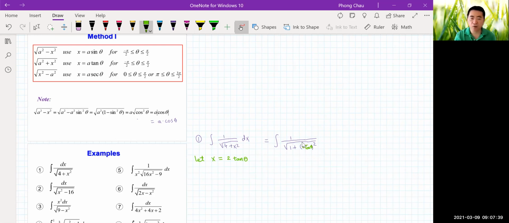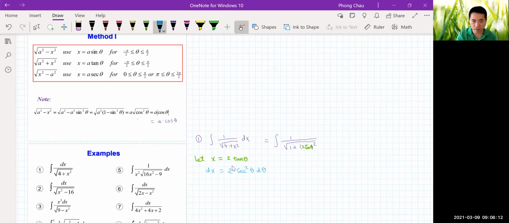Now, the most common mistake is you either forget your dx or you don't change the variable here. This is dx, the derivative of x. So what you have to do here is, after you let x be something, you always need to take the derivative of that substitution. So what's dx? dx is 2 times the derivative of tangent, which is secant squared.